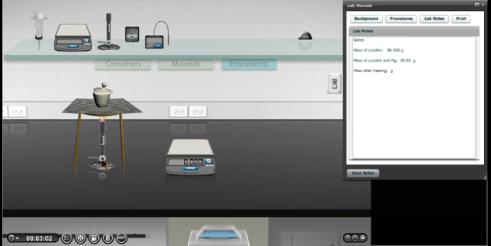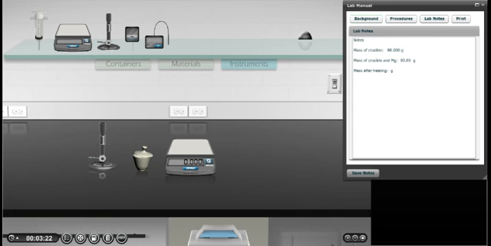Now back at the lab, we can remove the crucible from the heat by first clicking the Bunsen burner 3 times to turn it off, and dragging the crucible back onto the table. Next, we wait 1 to 2 minutes for the crucible to cool down.